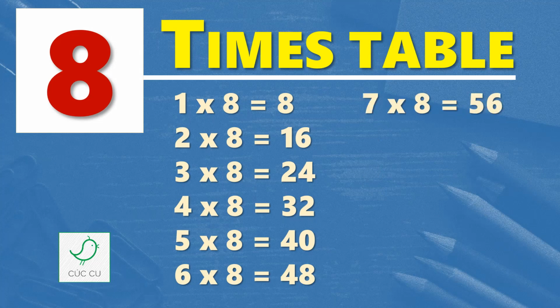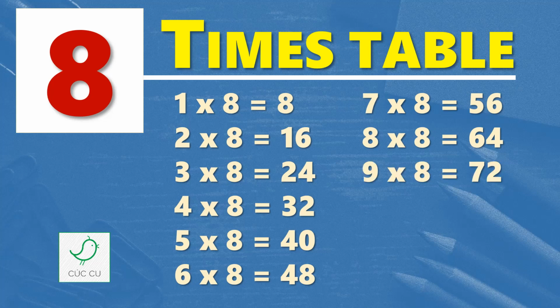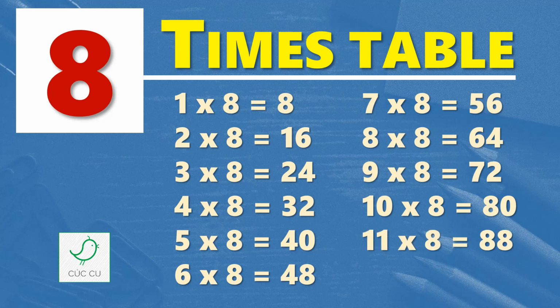7 times 8 is 56. 8 times 8 is 64. 9 times 8 is 72. 10 times 8 is 80. 11 times 8 is 88. 12 times 8 is 96.